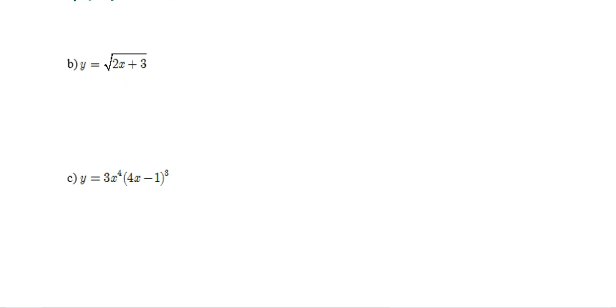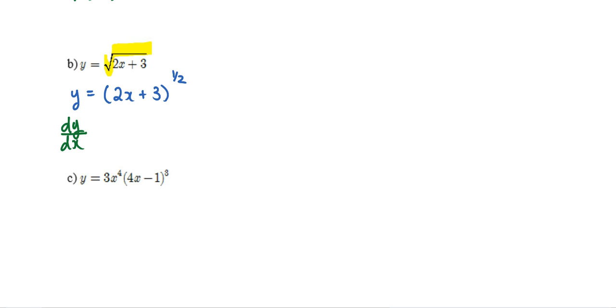Question number B. As mentioned in the previous problem, whenever you have these radical signs, it's probably in your best interest to rewrite those in terms of an exponent. So this would be (2x + 3) to the power of 1/2. Alright, so now we can take the derivative. Now I'm just going to change up the notation a little bit here.